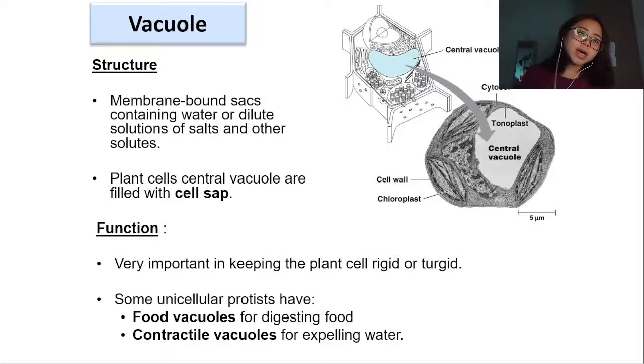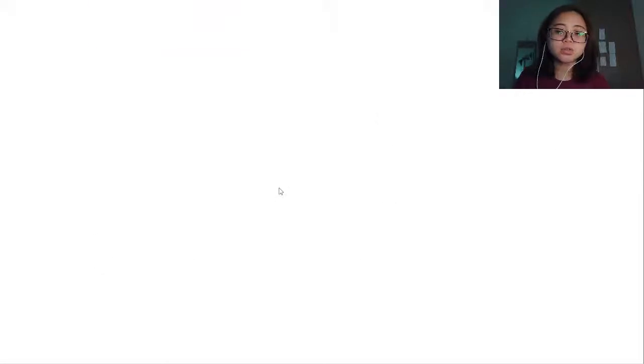Why do we have vacuole? Vacuoles are very important in keeping the plant cell rigid or turgid. Dia memastikan sel tumbuhan itu dia tidak lembek, okay? That it will remain turgid, tegang. And some unicellular protists like amoeba will have food vacuoles for digesting food and contractile vacuoles for expelling water. Okay, so vacuole ini boleh, bukan saja air lah, dia boleh mengandungi bahan-bahan lain juga. Tengok sel yang kamu sedang kaji itu.